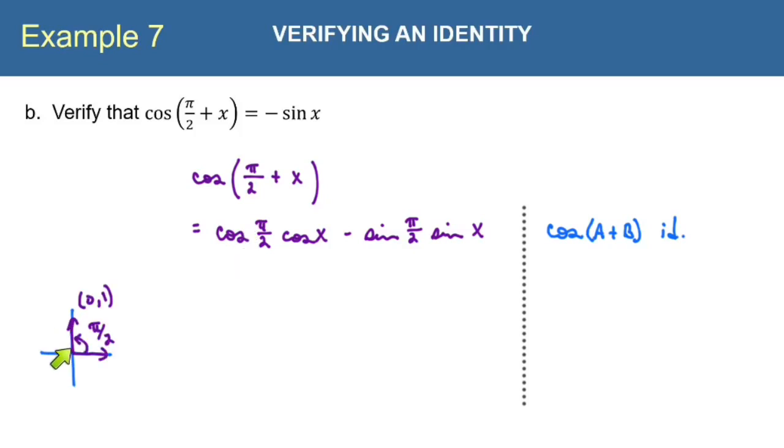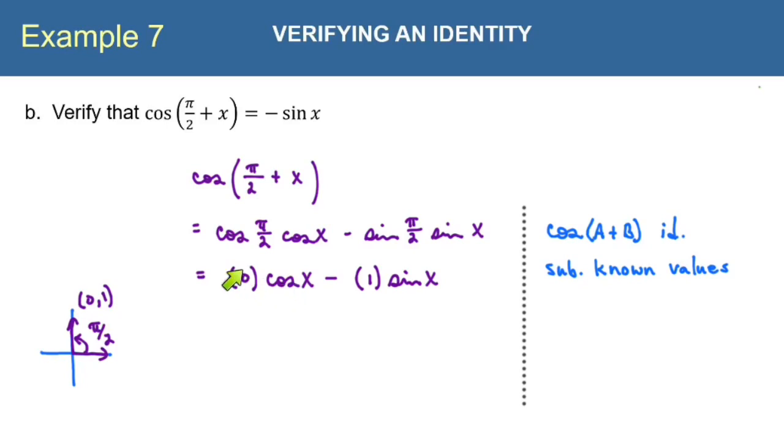And of course the terminal side of a 90-degree angle points straight up, so it goes through the point (0, 1) on the unit circle. So the cosine of pi over 2 will be 0, and then we have times cosine of x minus sine of pi over 2, which we know is 1, times sine of x. And over here on the right, we'll just state that we substituted our known values.